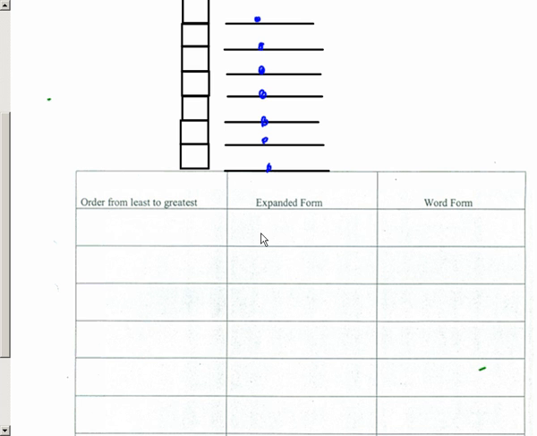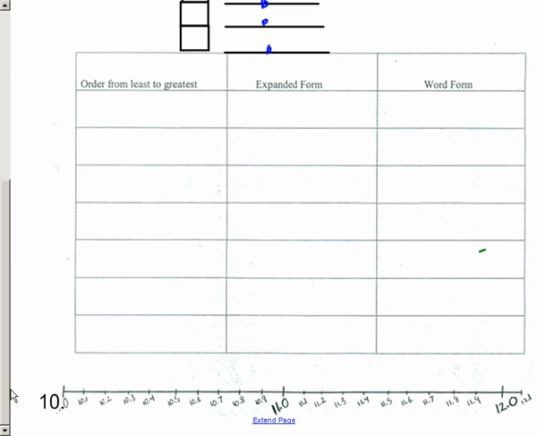Then I would like you to just practice what we did before, write each in expanded form and in word form. And then again, try to plot those on the number line. So you're going to work on that with a partner and then do some other activities on your own.